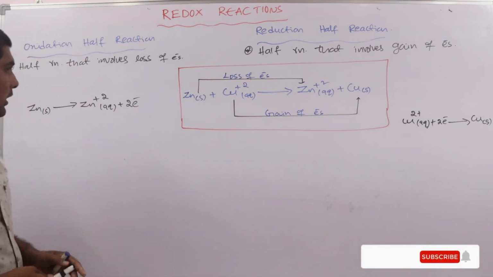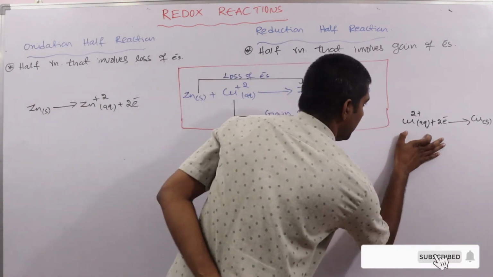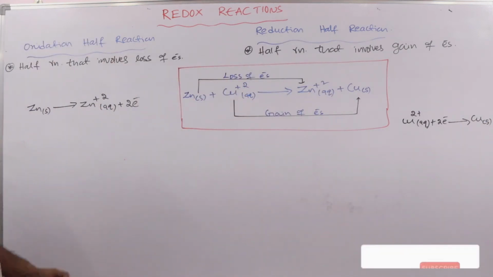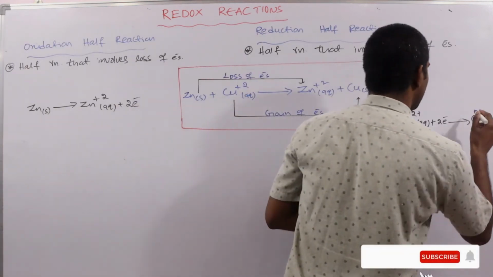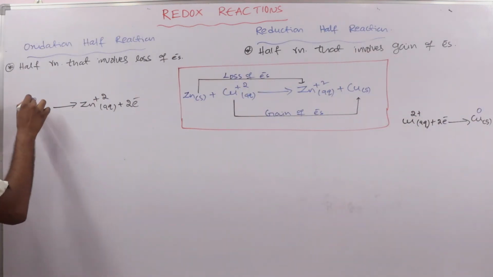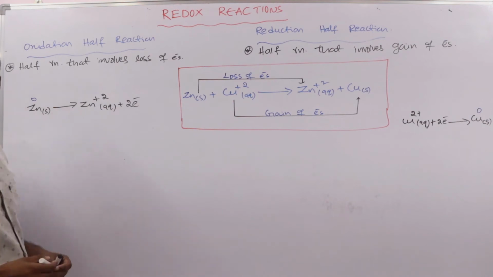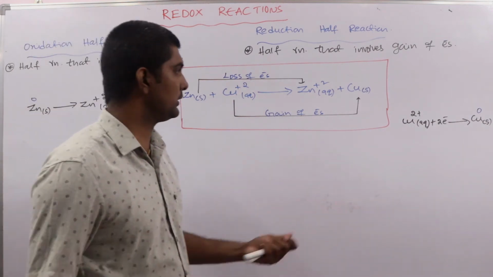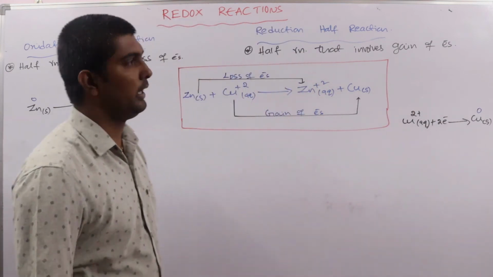Okay, so see here what is happening. This Cu2+ is gaining 2 electrons to form copper. Yes or no? So here the oxidation state of copper goes from +2 to 0, reduction. Here zinc goes from 0 to +2. Yes or no? An increase in oxidation state is nothing but oxidation, a decrease in oxidation state is nothing but reduction.